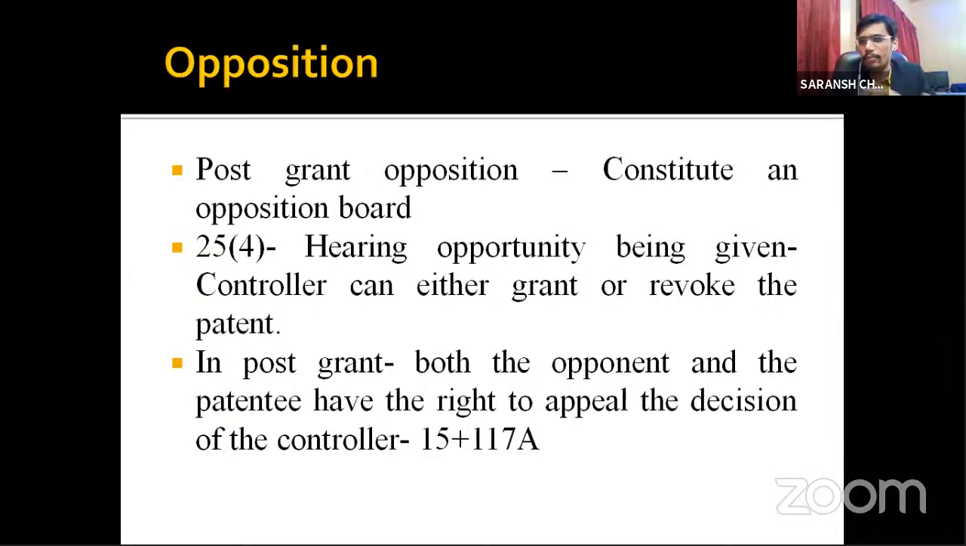So examination, pre-grant opposition, these are all the procedural nitty-gritties that applicants face, and you have to be very clear. All are very time-bound, and all times are mentioned in the patent rules and other aspects. So these are all very time-bound applications, and any person, as I told you, any person for pre-grant, a person interested for post-grant.